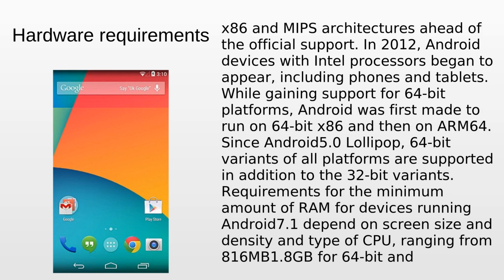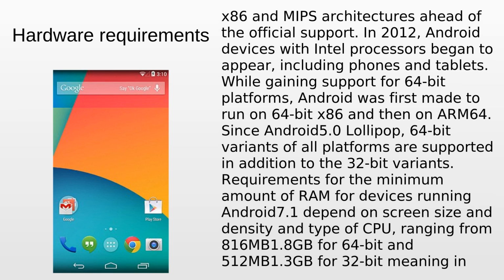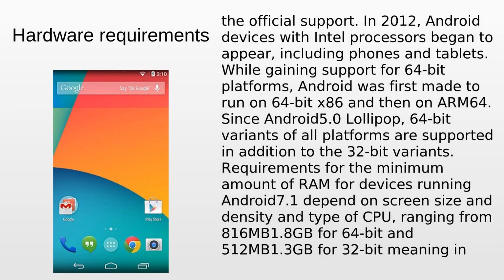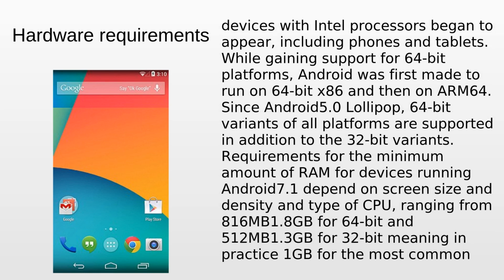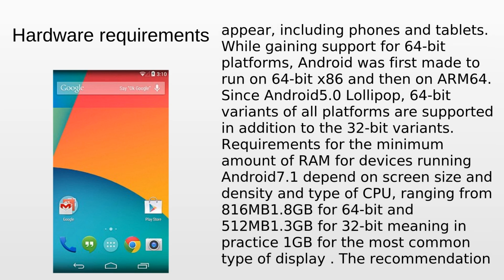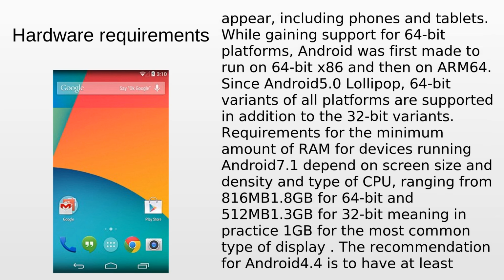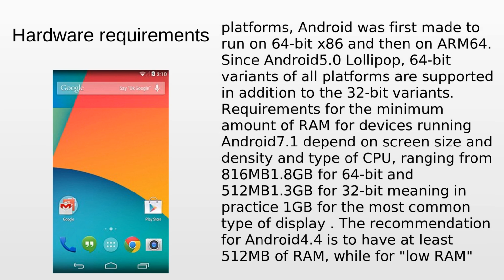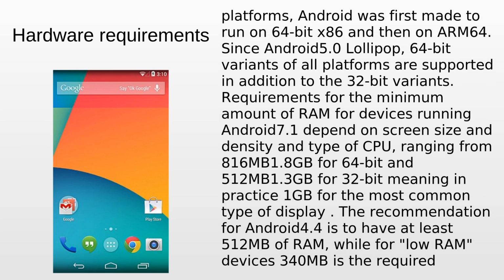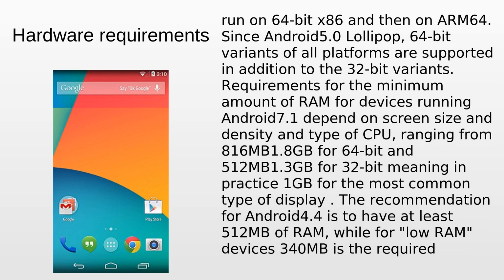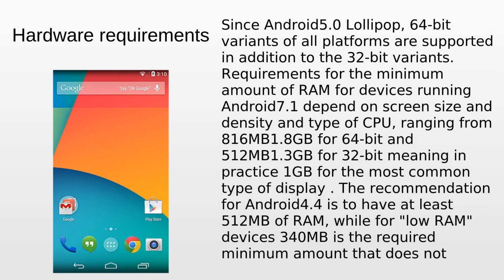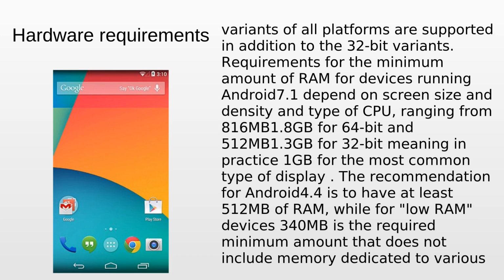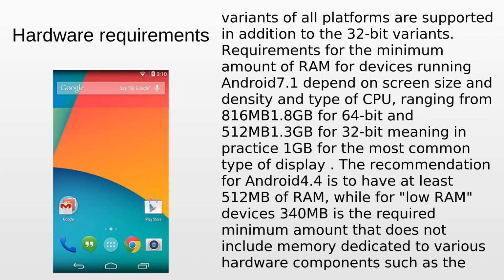In 2012, Android devices with Intel processors began to appear, including phones and tablets. While gaining support for 64-bit platforms, Android was first made to run on 64-bit x86 and then on ARM64. Since Android 5.0 Lollipop, 64-bit variants of all platforms are supported in addition to the 32-bit variants.